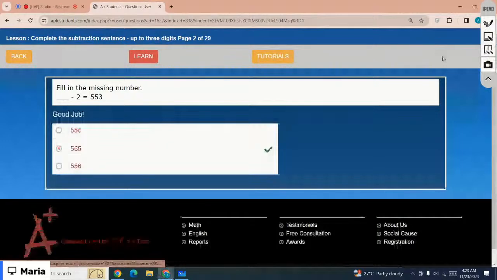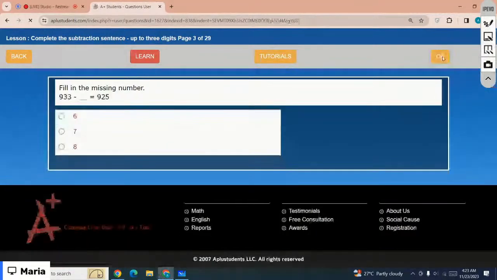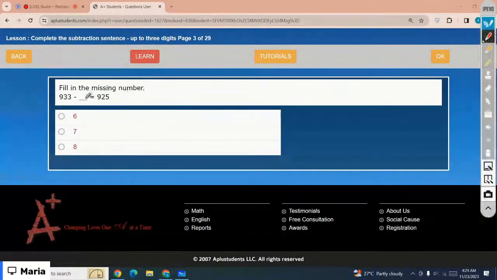Thank you all for your compliments. Thank you so much. Okay, fill in the missing number. The next one is 933 minus the missing number equals 925. Okay, so the first method is either you can use the choices, right? Here you can see the smaller number is missing, right? So the other way you can do this one is you can subtract 925 from the other side, right? 933 minus 925.